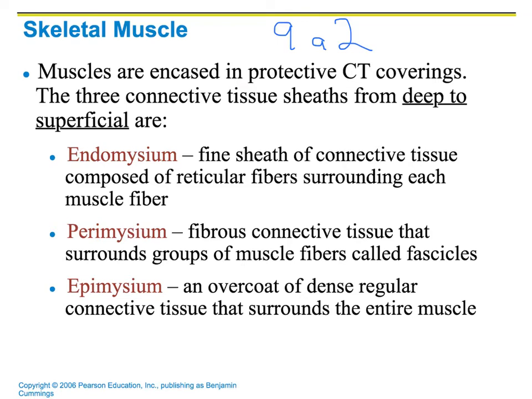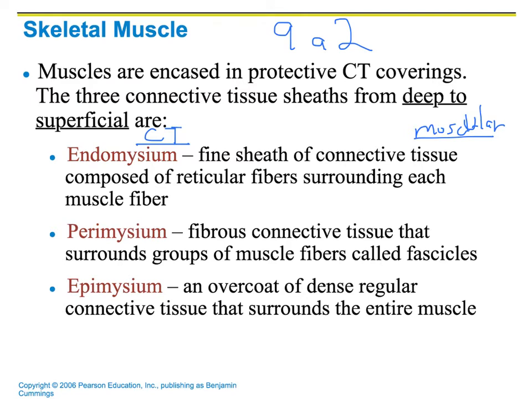Here we focused on our nested dolls, and we have nested dolls in terms of wrappings or connective tissue, and we have nested dolls in terms of muscular tissue itself. Muscular tissue, from deep to superficial. Now maybe we should switch this and do this from superficial to deep, going out to in.